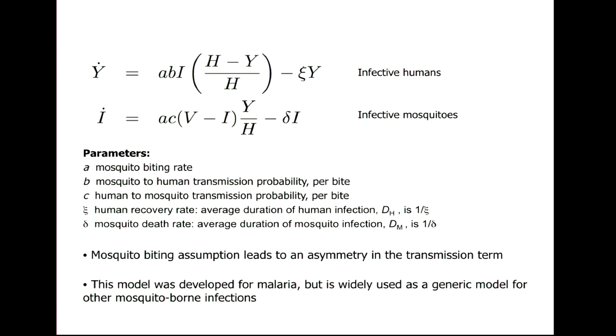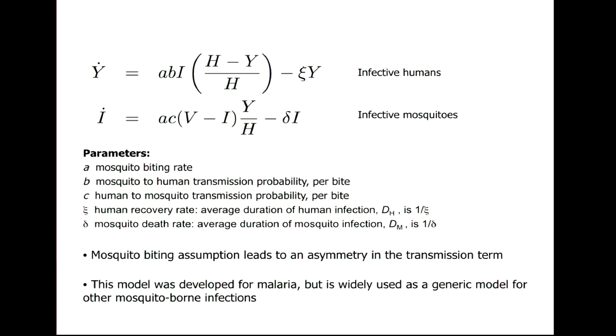It's now the mosquito acquiring an infection from a human being. These are the terms that multiply this on the right hand side. And the assumptions that I described earlier are listed here. And delta is the mosquito death rate, all of which you can assume. So the mosquito biting assumption leads to an asymmetry in the transmission term. Remember that in the SIR model, these two terms were exactly the negative of each other. But here there are different terms for mosquitoes biting humans and humans being bitten by mosquitoes, in terms of who is transferring the infection to whom.